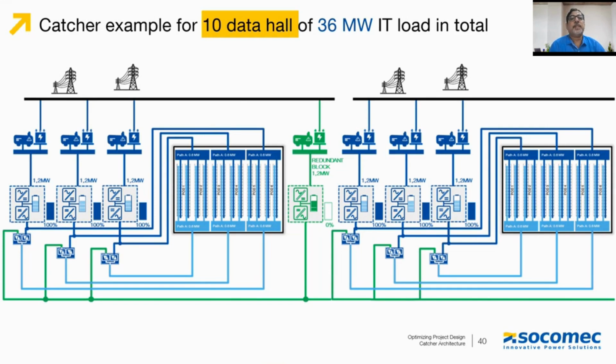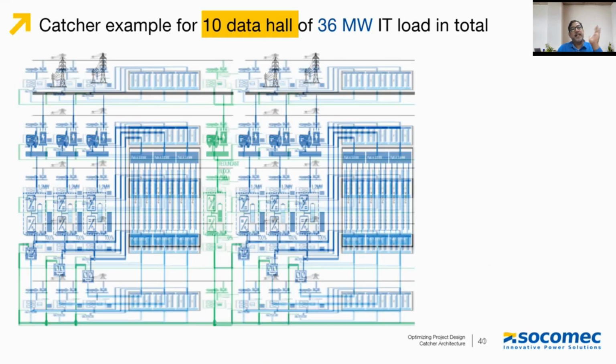The principle of operation remains the same. Here again, the reliability calculations are done and modeled by the R&D teams in deciding the rating of the catcher and the number of UPS systems. It is proven that this optimization is possible, having a single 1.2 megawatt catcher for two data halls of 3.6 megawatt each. Now, if you see the comparison, let's say with 10 data halls, right?